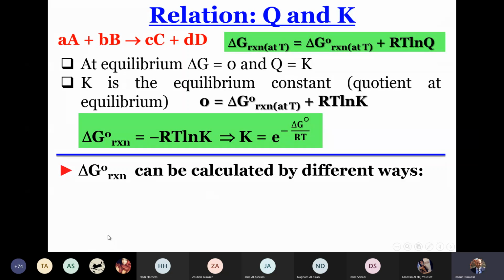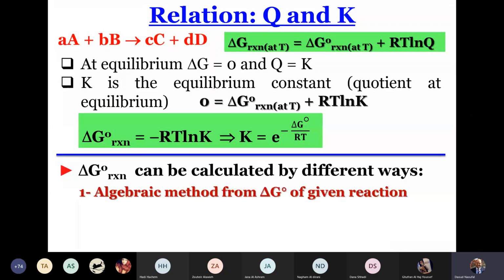How to calculate now delta G? To calculate delta G, we can apply this relation. At any advancement, we know Q. Delta G0 should be given or calculated, so we can calculate delta G. Now, how to calculate delta G0 of the reaction? Delta G0 of the reaction is the identity of the reaction and can be calculated in different ways.